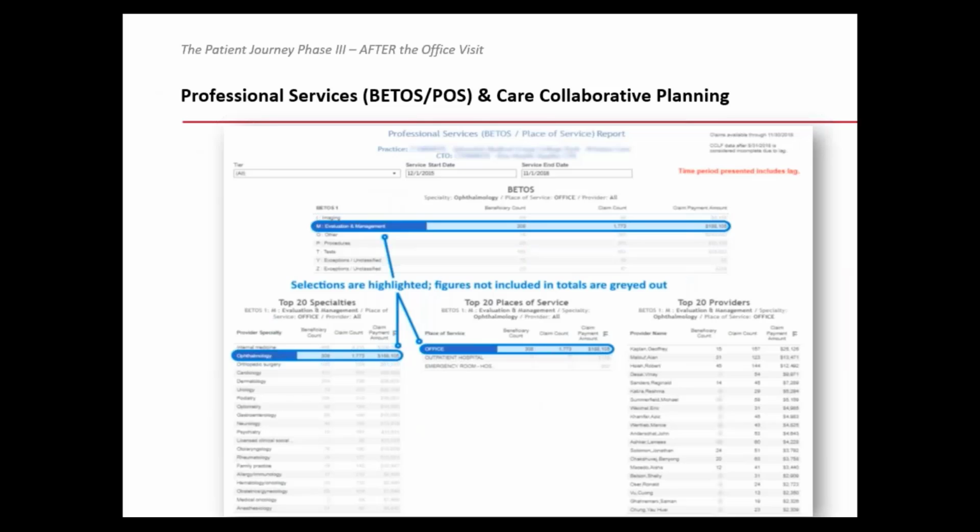Okay, the last feature of the CRISP MDPCP report I want you to pay attention to is the professional services. This is a great tool because you can drill down to see which providers or physicians, by specialty and place of service, your patients use or go to the most. You can see your cardiologists, orthopedists, neurologists, and so on.